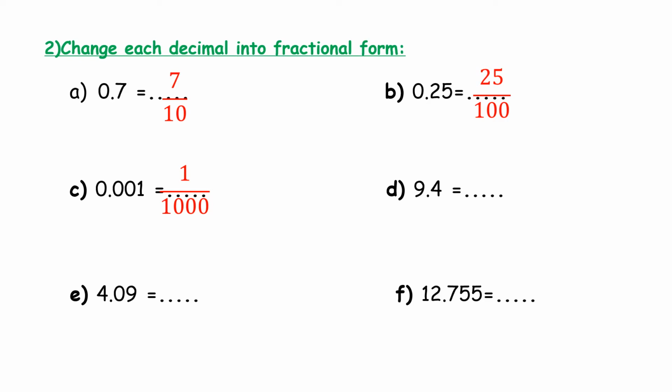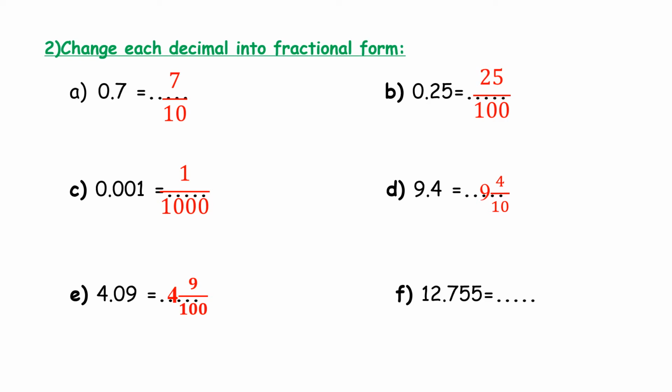Number D, 9.4. The denominator will be 10, as I have 1 digit after the decimal point, and the numerator will be 4, and the whole number here is 9. Number E, 4.09, the denominator here will be 100. Why 100? As I have 2 digits after the decimal point, and the numerator will be 9, and the whole number is 4.